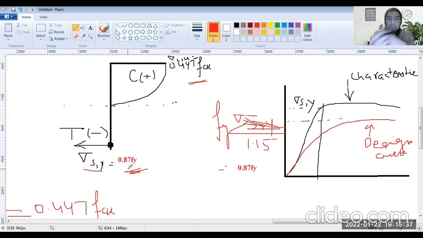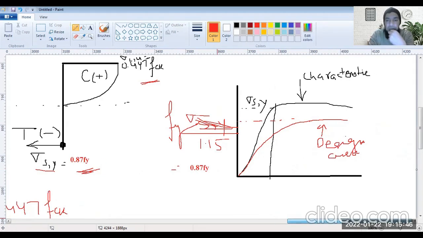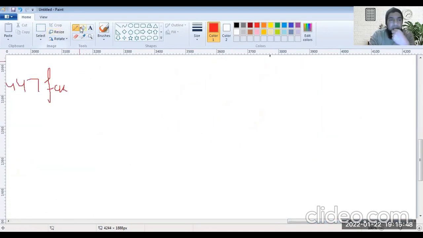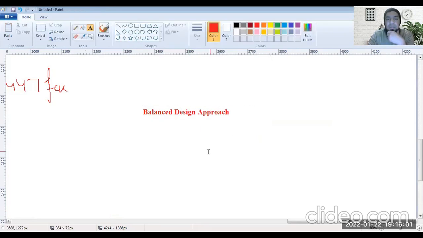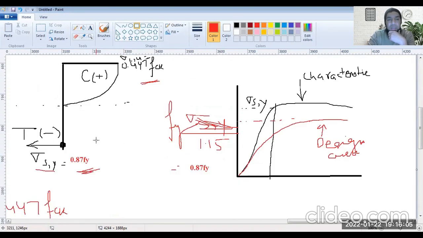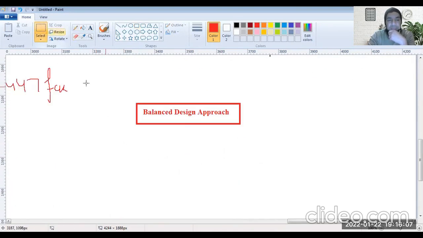Which will fail first? Will the concrete fail first, or will the steel fail first? Now that is decided on what we call the balanced design approach. Which will fail first? It's decided by the balanced design approach. Now, what is a balanced design approach?